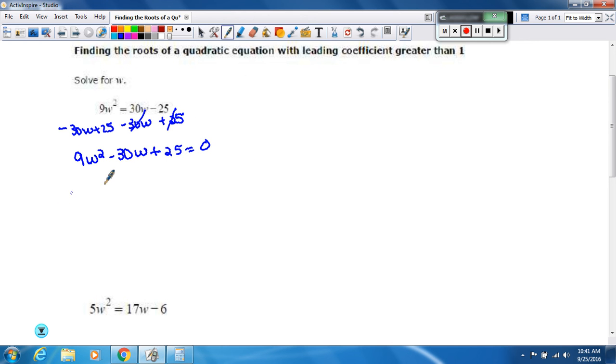Now I have to factor the left-hand side, but the first thing I notice is the 9 is a perfect square and the 25 is a perfect square. So we're going to test it to see if we can use our perfect squares for factoring. The square root of 9 is 3, and we have a w. Then you write down the next sign, the minus, and you take the square root of the last term. The square root of 25 is 5.